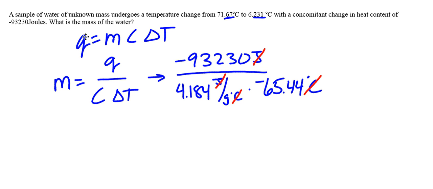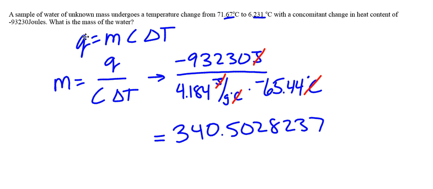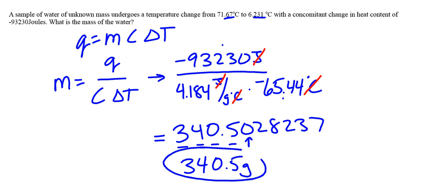So I'm going to take the joules value, so negative 93,230 divided by 4.184, and then I'm going to divide it again in my calculator by negative 65.44, and my final answer is going to be 340.5028237, and of course I should only have 4 sig figs, because both this number right here and this number right here have only 4, right? So I got 1, 2, 3, 4. I look at that number right there, that's a 0, so my final answer is 340.5 grams of water. Okay? So that's how you would solve for mass.